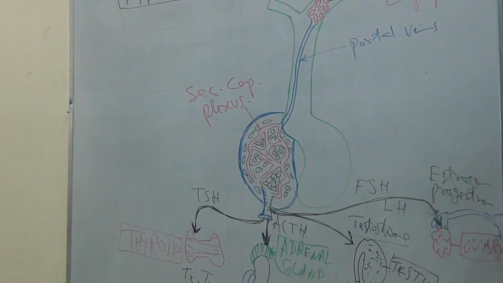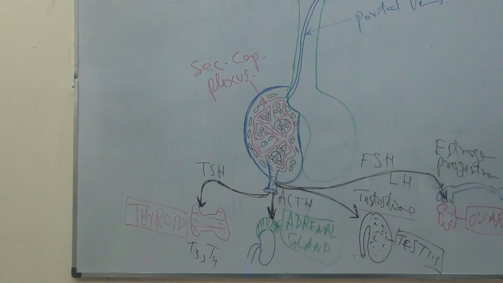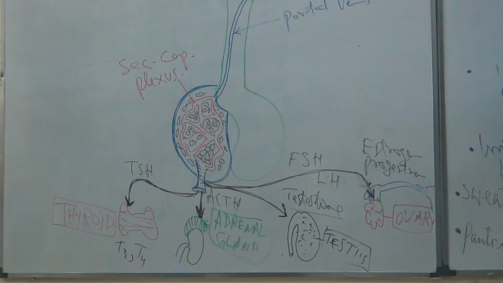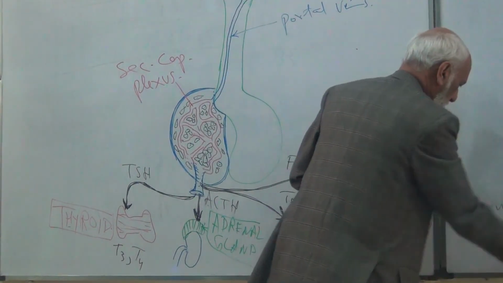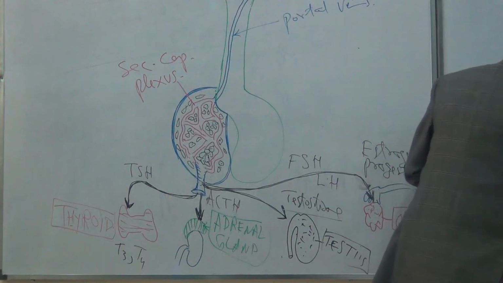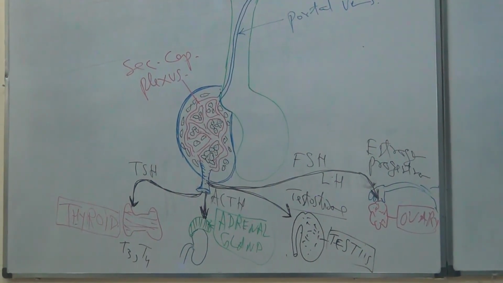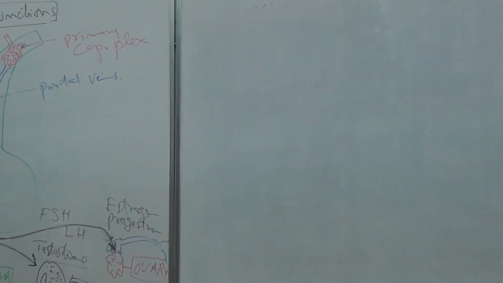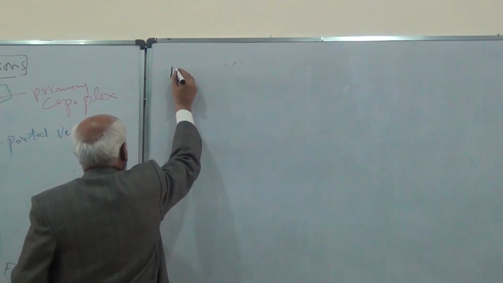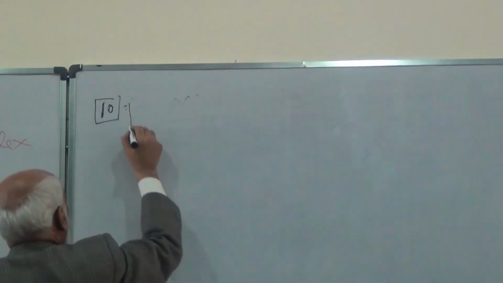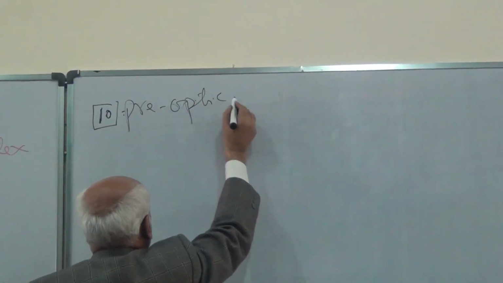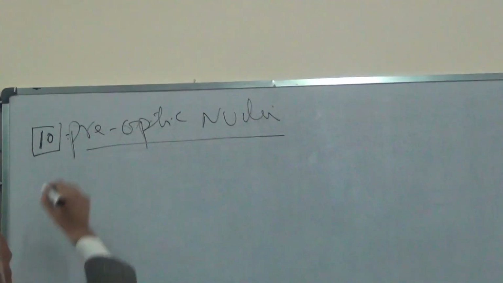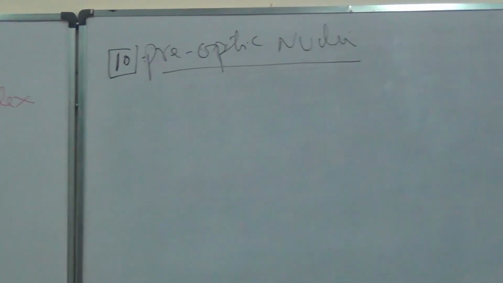Next, number 10. Next is the preoptic nuclei. Preoptic nuclei of the hypothalamus also regulate body temperature.